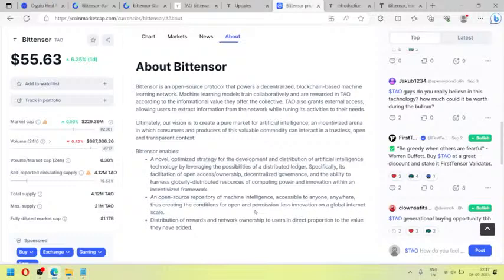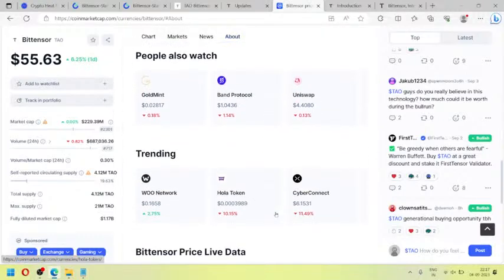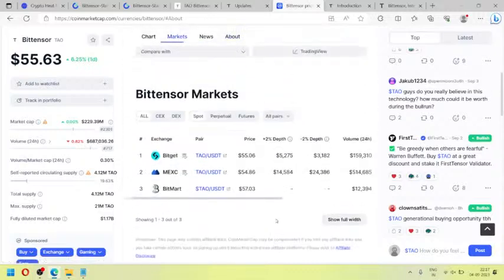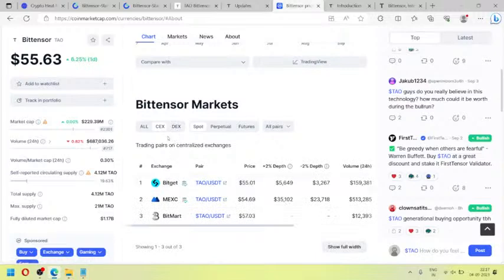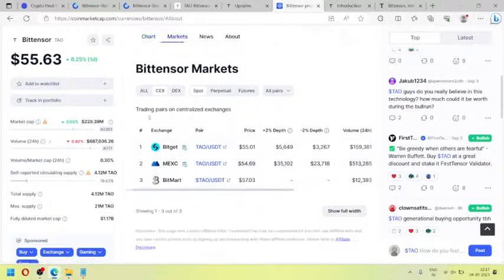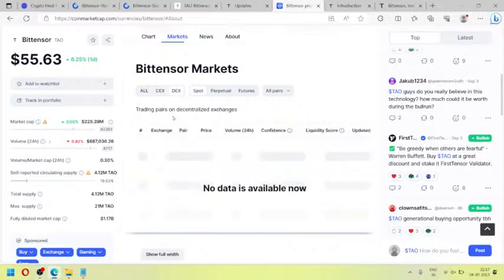And we can say distribution of rewards and network ownership to users in direct proportion to the value they have added. And you can see Bittensor is available on CEX, all CEX. DEX is not available, and for perpetuals and futures only some CEX have it available.